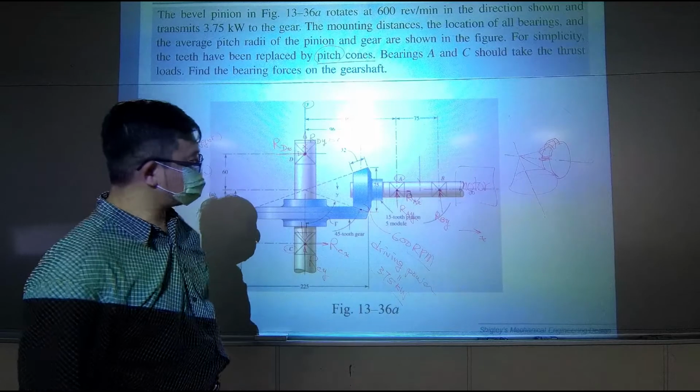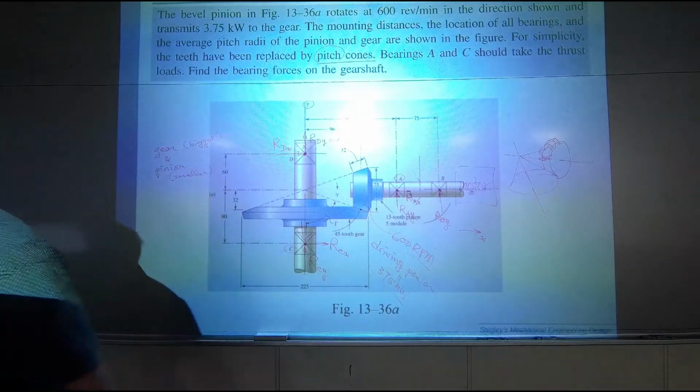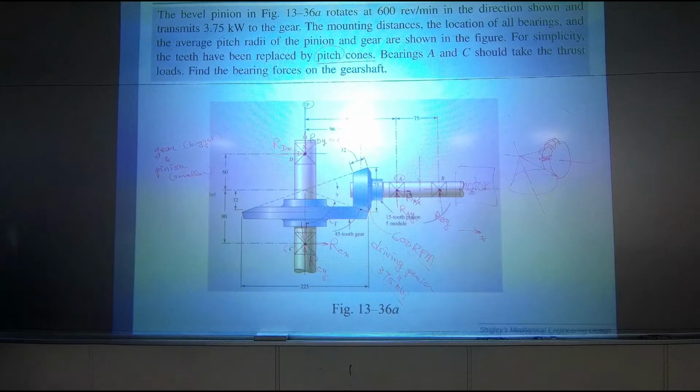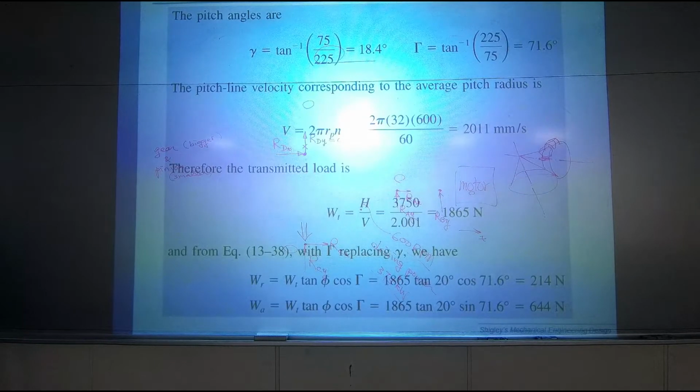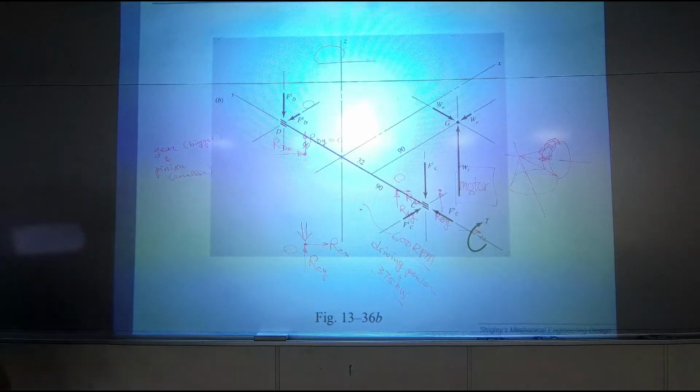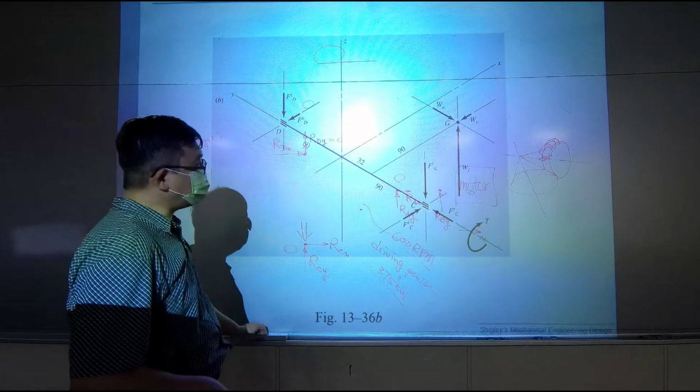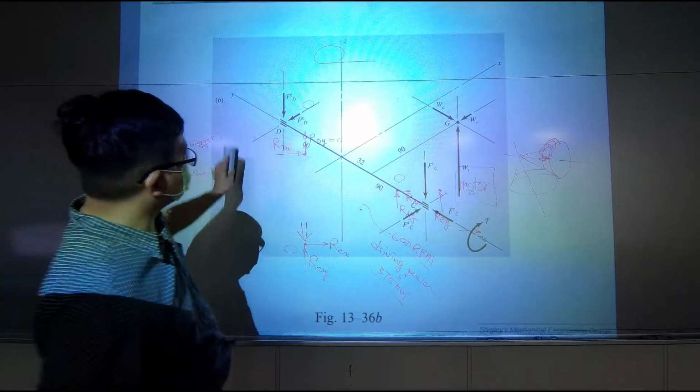directional components. Okay, so let me show you if we draw the free body diagram. It's going to be like this. Okay, so I'm going to erase some part.